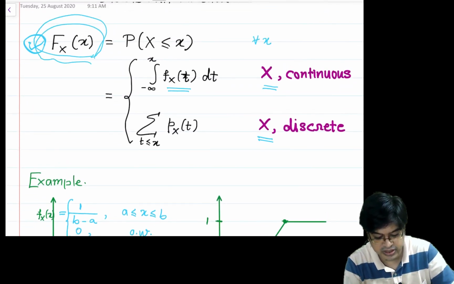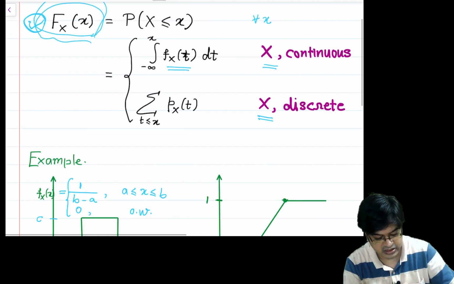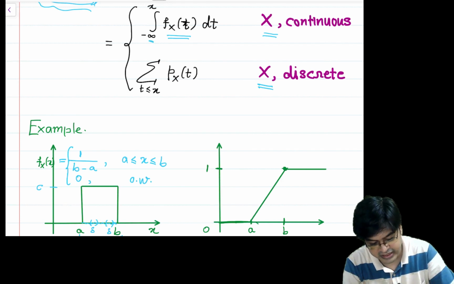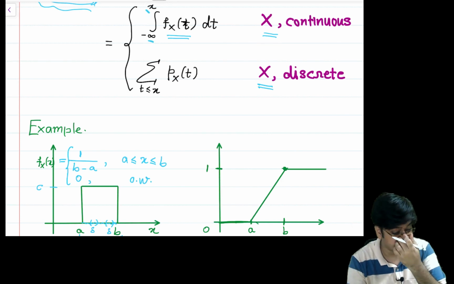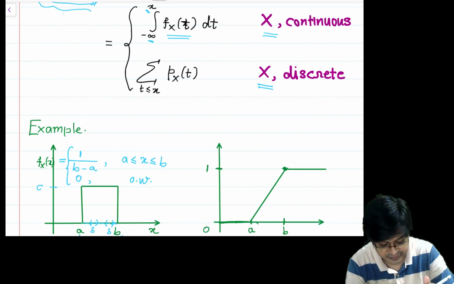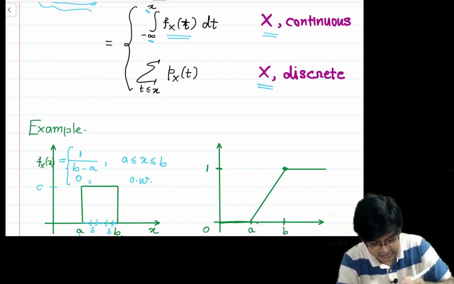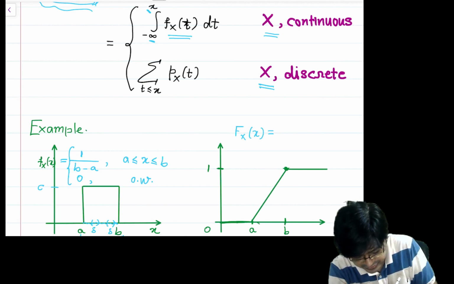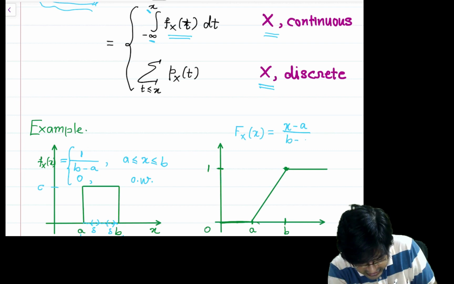What is this? Probability of X less than or equal to x. So naturally, how will you compute it? It is the integral from minus infinity to x of f_X(t) dt. So just evaluate this integral for some x and you will get F_X(x) to be equal to (x minus a) upon (b minus a) for a less than or equal to x less than or equal to b.